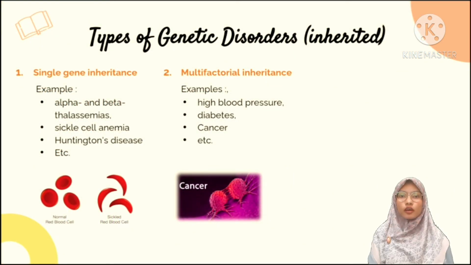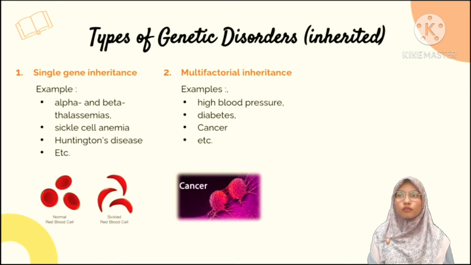Genetic disorders have four types. First is single-gene inheritance. Single-gene inheritance is also called Mendelian or monogenetic inheritance. Changes or mutations that occur in the DNA sequence of a single gene cause this type of inheritance. Some examples of single-gene inheritance include alpha and beta thalassemia, sickle cell anemia, Huntington disease, etc.